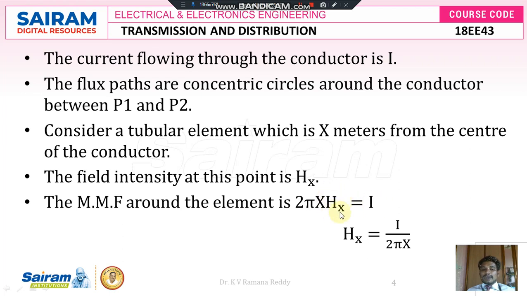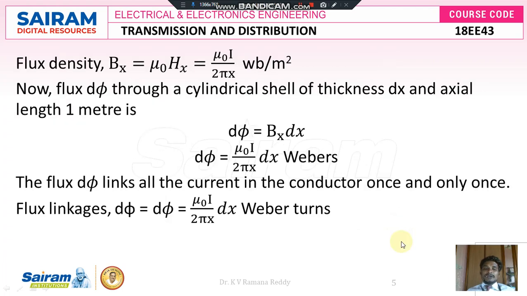From here onwards the magnetic field intensity Hx is equal to I by 2 pi x. If it is I by 2 pi x, then we know the flux density. What flux density? Magnetic flux density. The magnetic flux density B is equal to flux per unit area, flux divided by unit area A. Flux per unit area is called flux density, whose units are Weber per meter square.